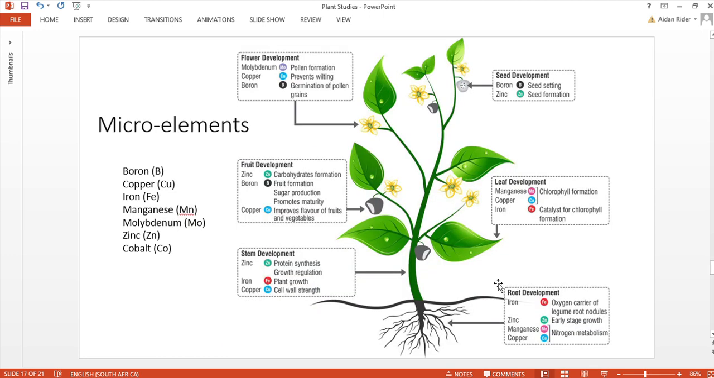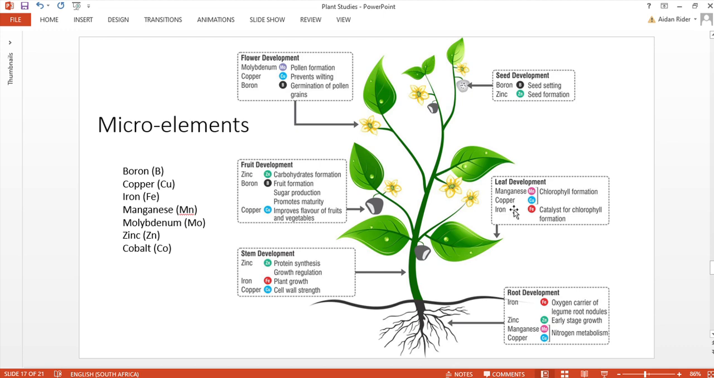So then let's go on to the micro elements. Again, micro elements, the plants do not need a lot of these elements or minerals. A few examples are boron, copper, iron, manganese, molybdenum, zinc, and cobalt. Okay, so they only need minute traces of these in little quantities.